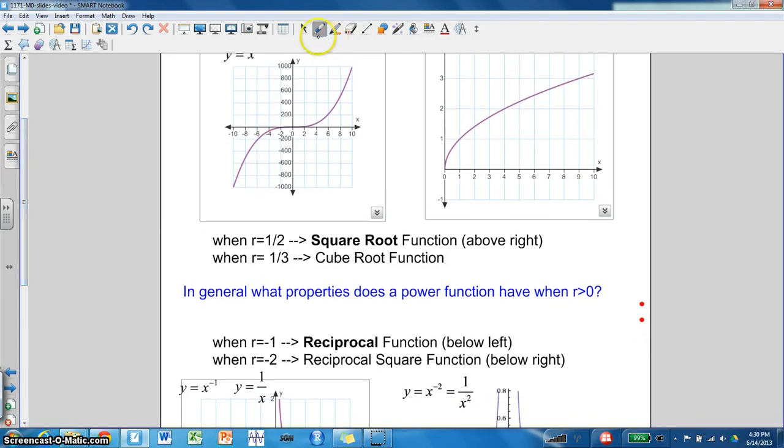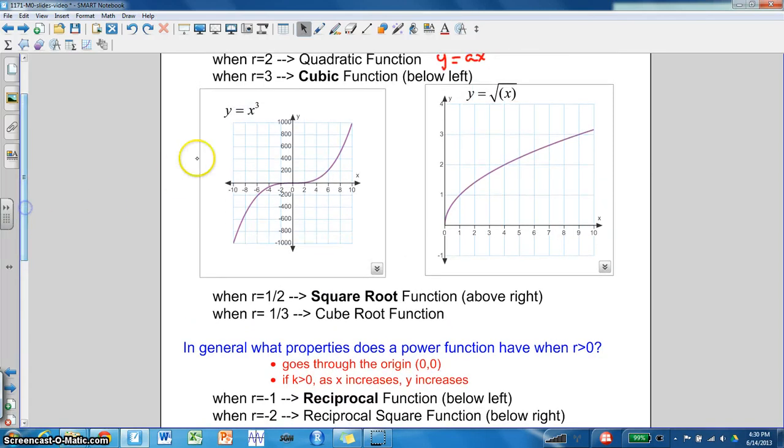But in general, if we want to look at what properties a power function has when the exponent is greater than 0, there's two things that we can say. It goes through the origin. Okay, all of them we saw go through the origin. And then if k is greater than 0, as x increases, y increases. So k in this scenario was 1. As we increase in x, we also increase in y.